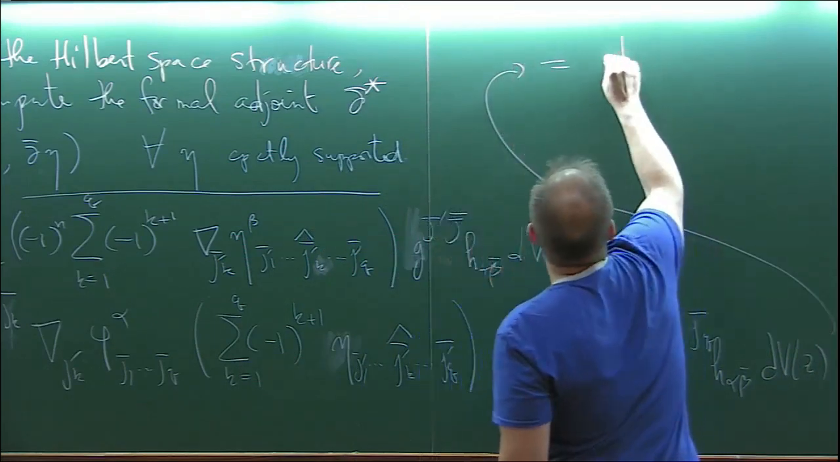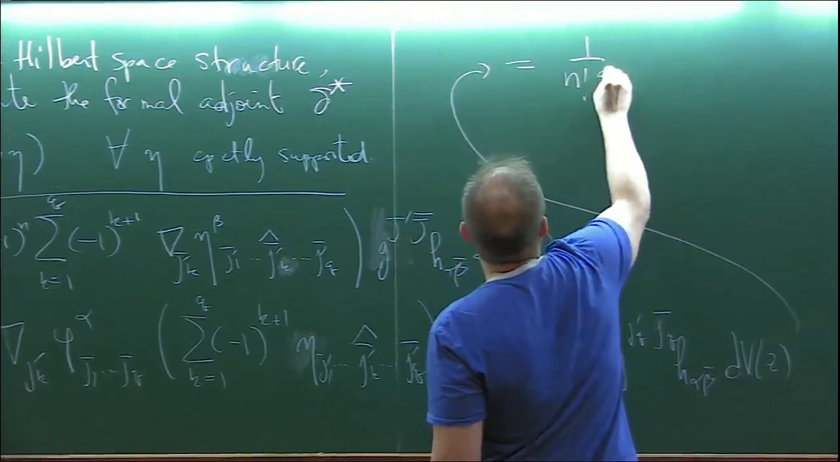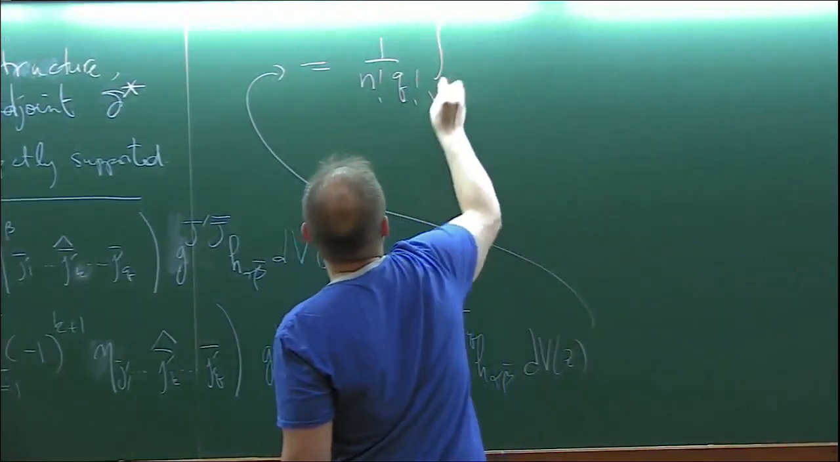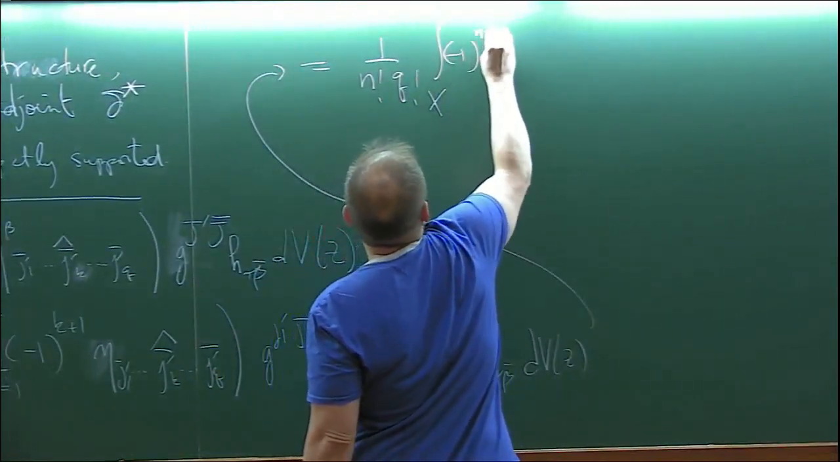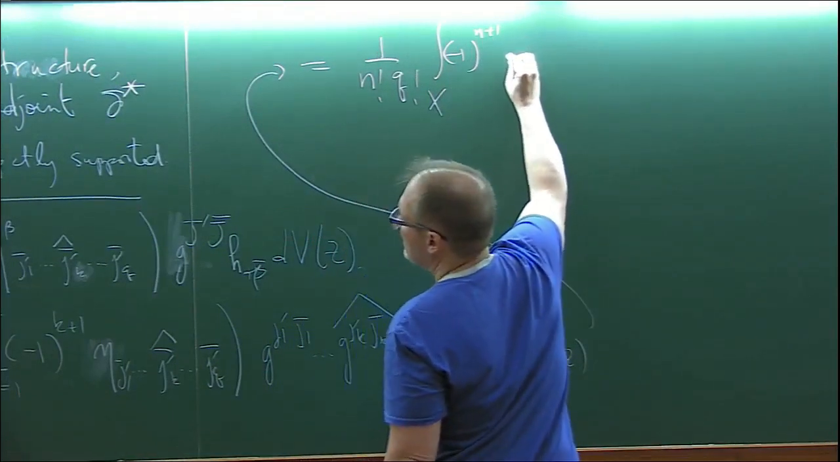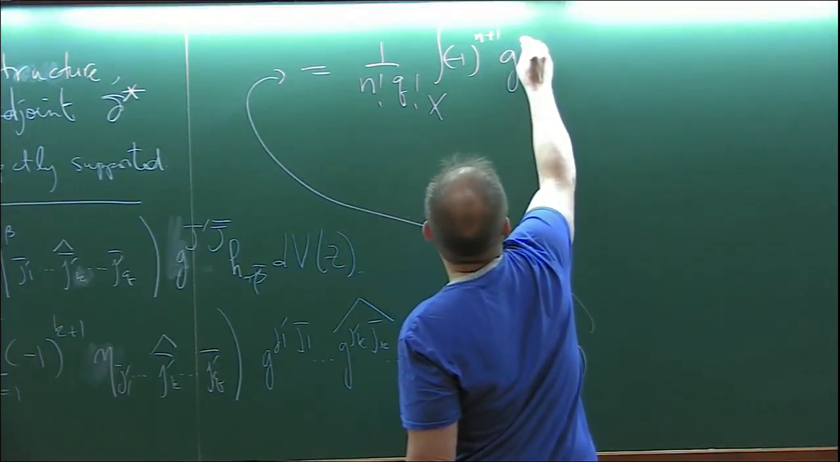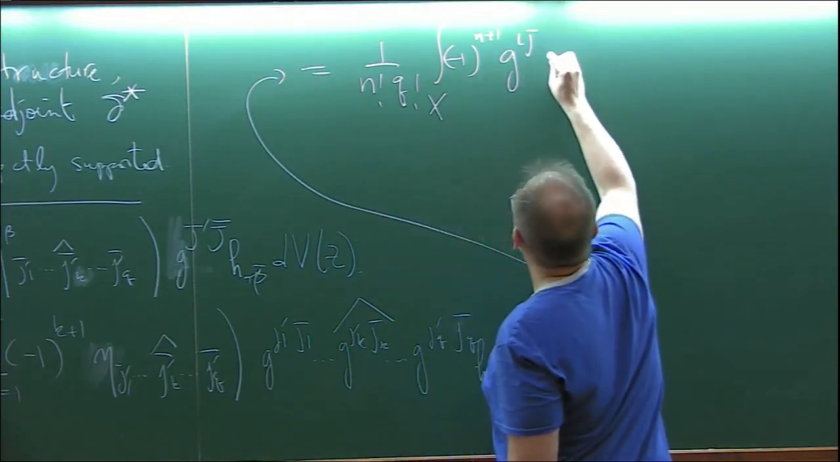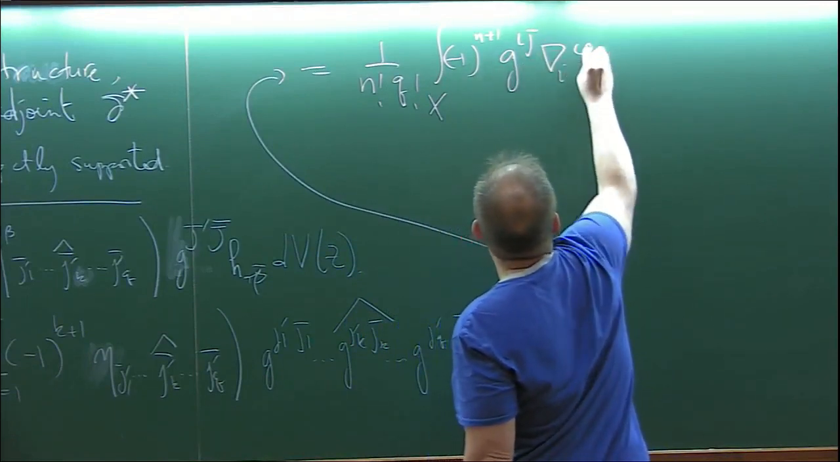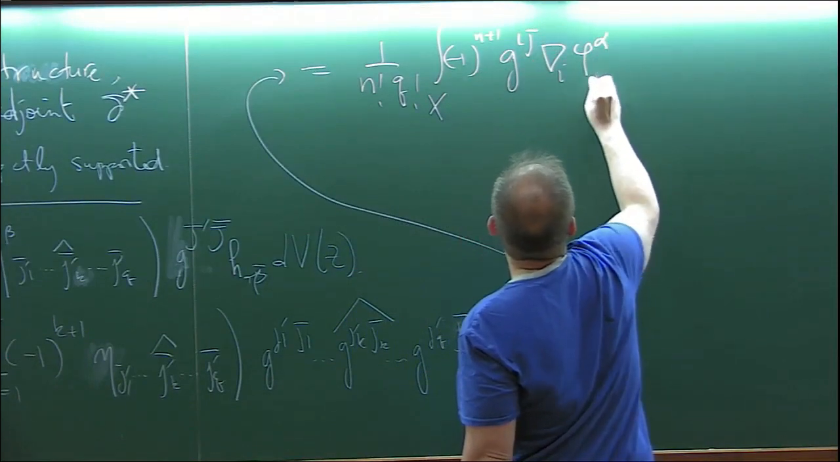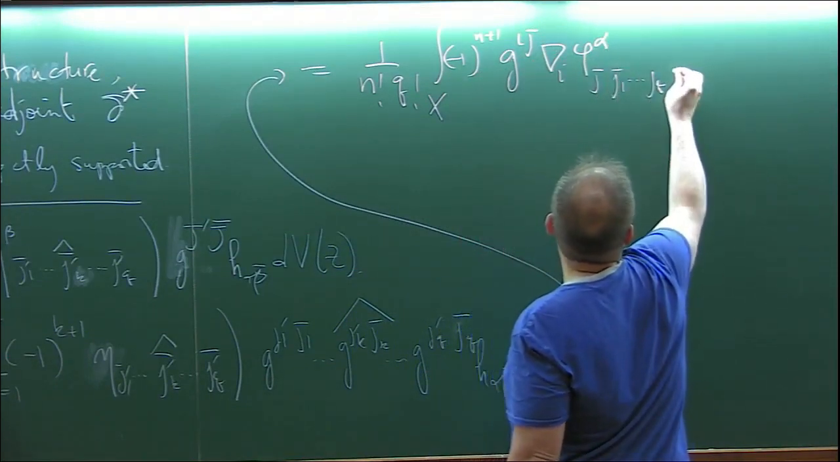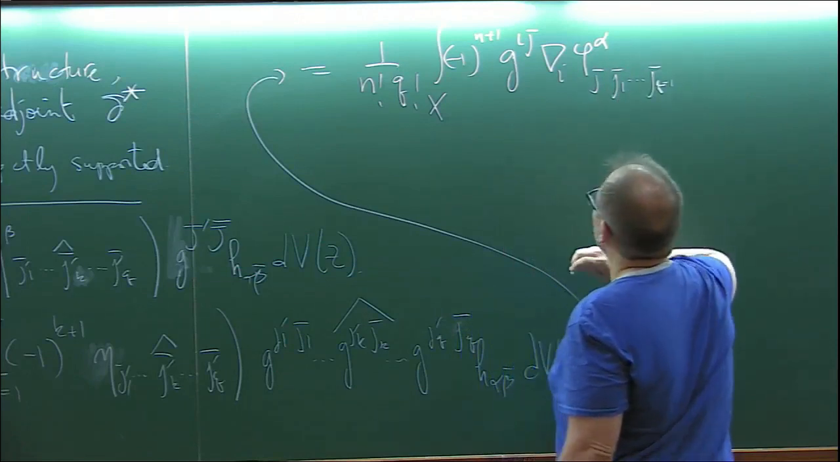equal 1 over n factorial q factorial, and then you have the integral over x minus 1 to the n plus 1, and then g, so I j bar nabla I phi alpha j bar j1 bar j q minus 1 bar.